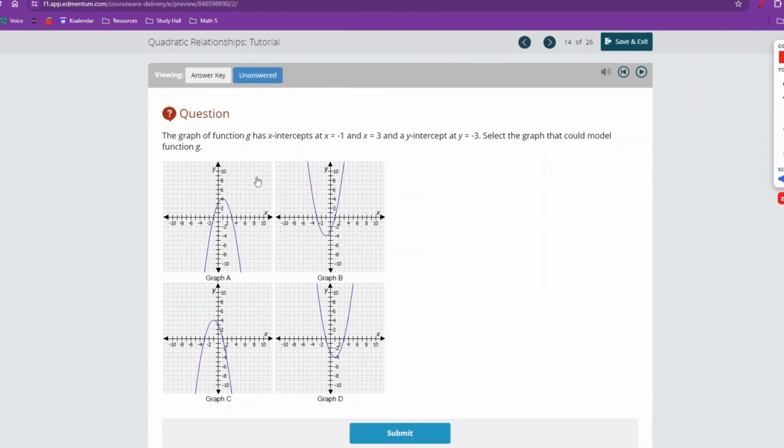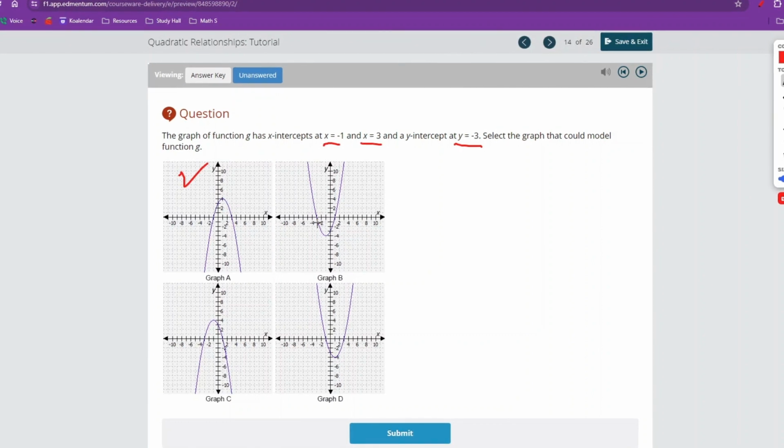So let's look at the question on page 14. The question states, the graph of the function g has x-intercepts at x equals negative 1 and x equals 3, and a y-intercept at negative 3. Select the graph that could model this function g. So we're looking for where the quadratic passes through x equals negative 1, x equals 3, and it should also pass through y equal to negative 3. So let's look at our options. Option 1 does pass through negative 1 and 3, so it's a contender so far.